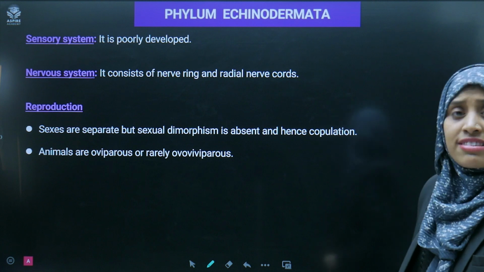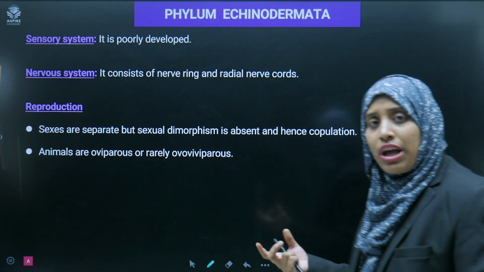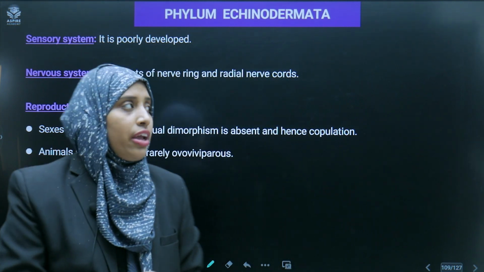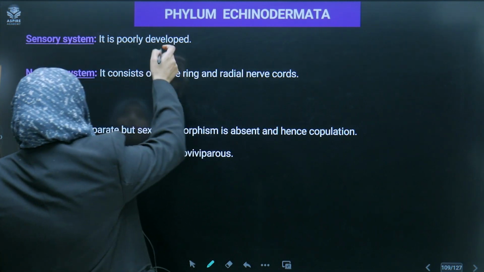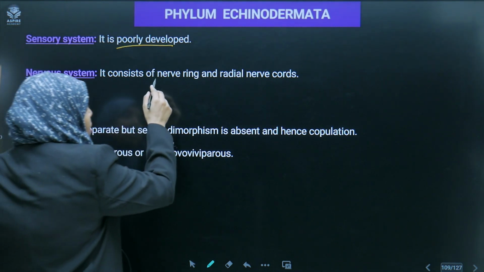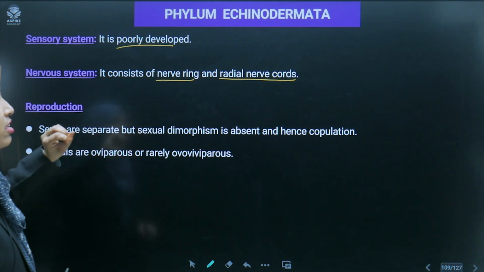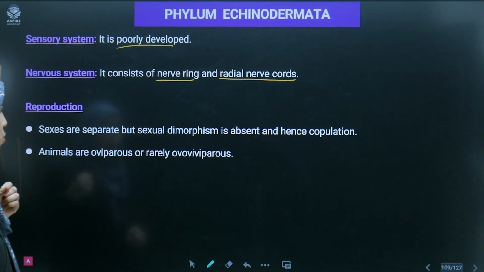Now, the sensory system is very poorly developed in echinoderms. That means they don't have proper sense organs. The nervous system consists of a nerve ring and radial nerve cords, which are present.